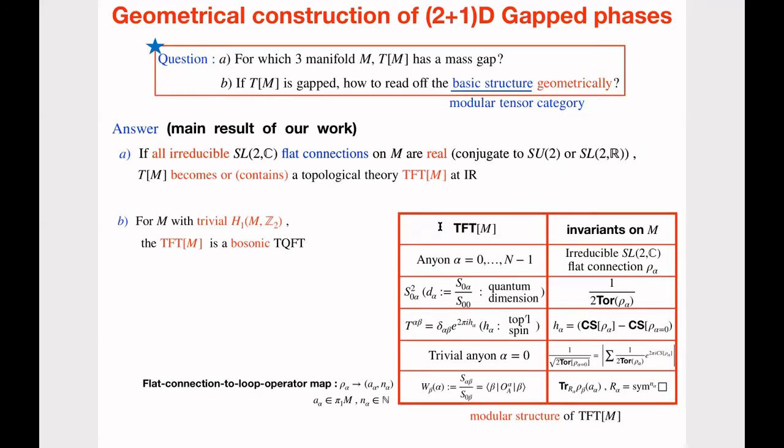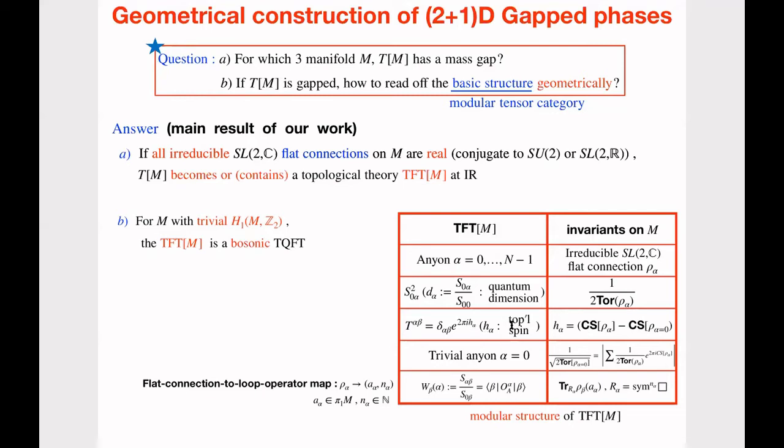First, we should determine the rank of this topological phase, and these anyons are in one-to-one correspondence with the irreducible SL(2,C) flat connections on this manifold. In the previous case, there are three irreducible flat connections. It corresponds to a rank three bosonic topological phase. And for the S and T matrices among them, the S part is related to the so-called quantum dimension of this anyon, and this quantum dimension can be related to one over the Reidemeister torsion of this flat connection. So if we know the flat connection, we can compute this torsion using mathematical techniques, and it gives the quantum dimension of this anyon.